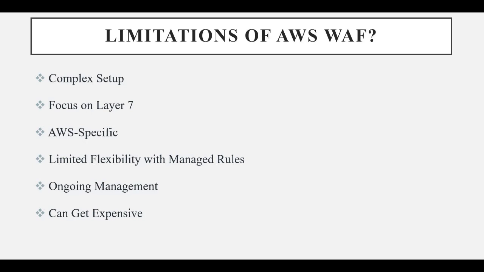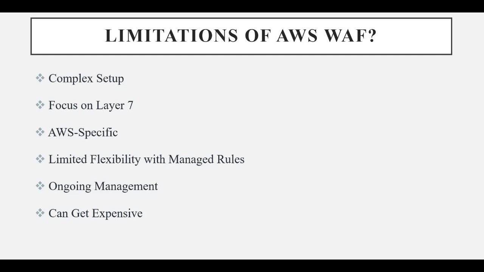The next is focus on layer 7. AWS WAF is primarily designed to protect at the application layer. It doesn't offer deep protection at lower network layers. It may not address all types of network level attacks. So focus on layer 7 means it's primarily designed to protect the application layer, that is layer 7, so it doesn't apply any deep protection on the lower network layers.